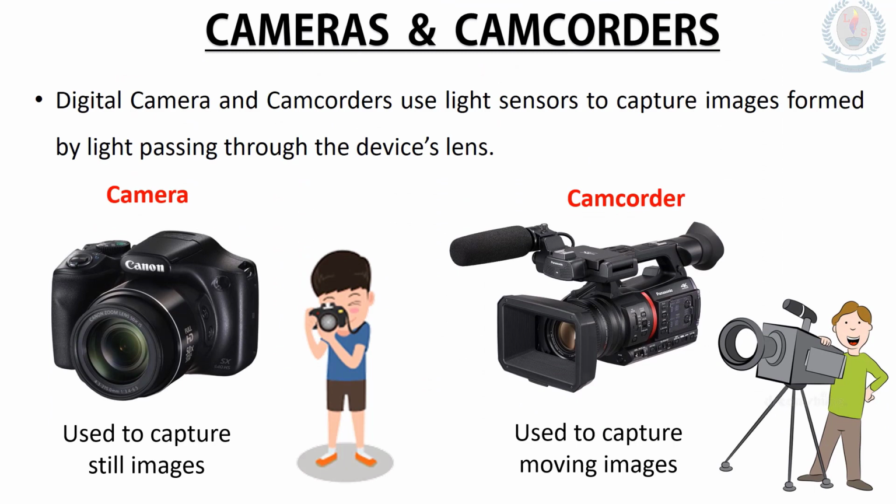Here, our next topic is cameras and camcorders. Digital cameras and camcorders use light sensors to capture images formed by light passing through the device's lens. I think that you may have seen these devices before. Traditionally, cameras are used to capture still images and camcorders are used to capture moving images. However, with the advancement of the technology, most digital cameras can now film moving images and most camcorders can photograph still images.